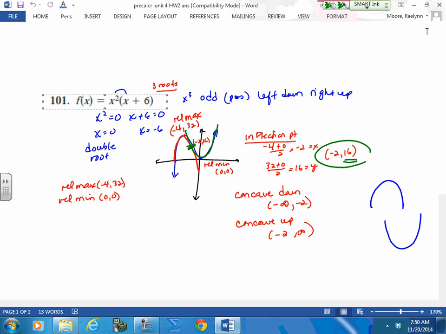So from negative infinity, I'm making a cave down, whoops, right to that point. So negative infinity to negative 2. I still go by my x's. Then from negative 2 to infinity, I'm making a cave up. See it?